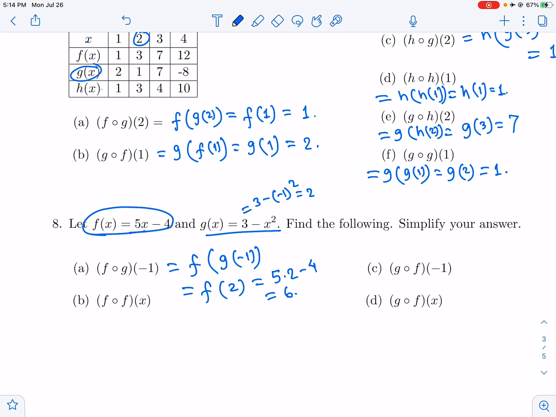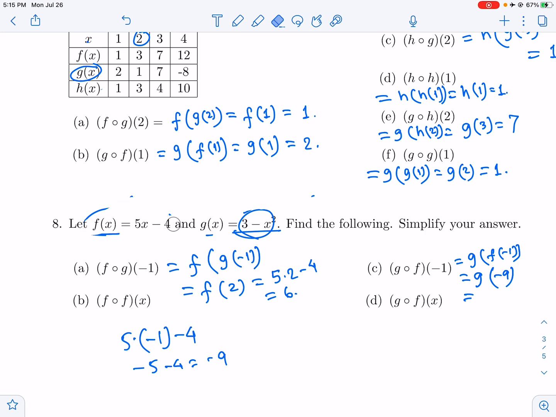Here g circle f at negative 1, that is g at f of negative 1. f at negative 1 means here 5 times negative 1 minus 4. So we multiply first. Negative 5 minus 4, that's negative 9. So g at negative 9. Now g at negative 9 means 3 minus negative 9 squared. Negative 9 quantity squared is positive 81, you can check in your calculator. Which is 3 minus 81, negative 78. Okay, so the final answer is negative 78.